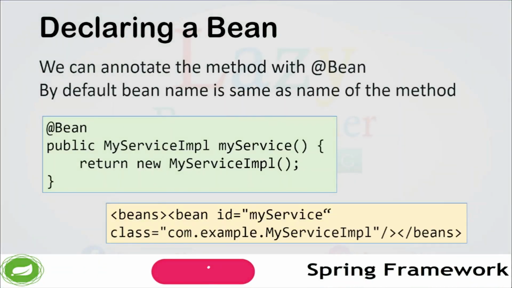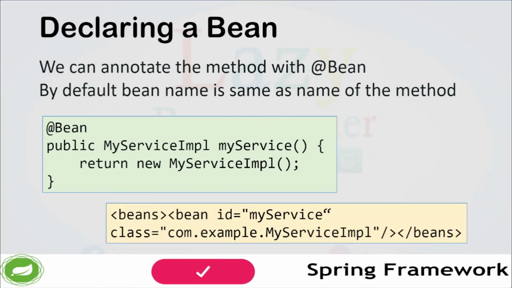To declare a bean, you can annotate a method with @bean annotation. That method is used to register the bean definition within the application context. By default, the bean name is same as the method name. In this example, we have a configuration class AppConfig and a method myService, which is annotated with @bean. This method is returning instance of MyServiceImpl, and that instance will be created and managed by Spring IOC container.